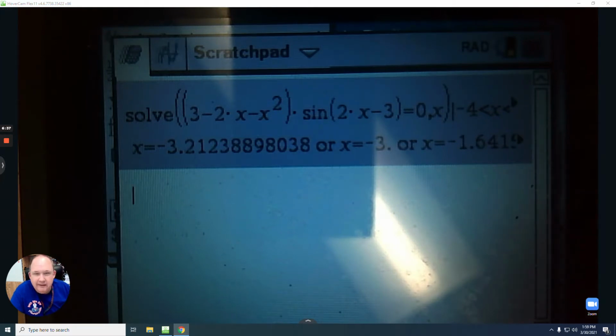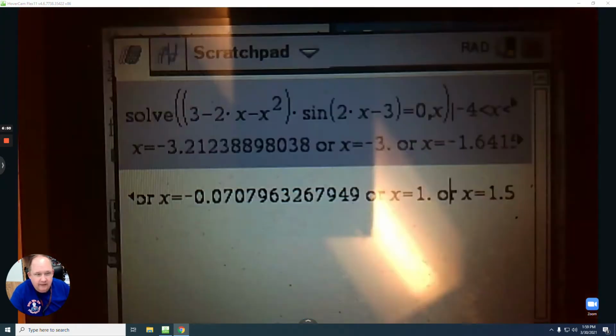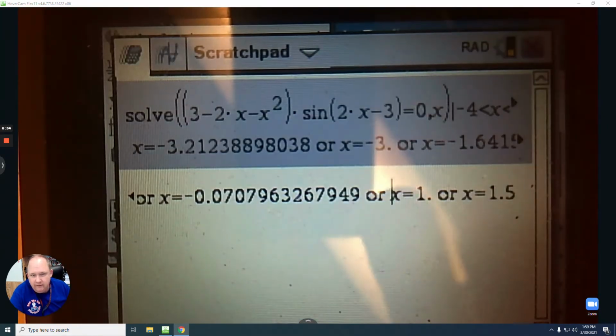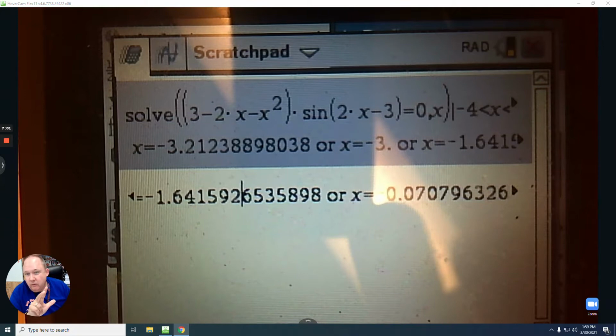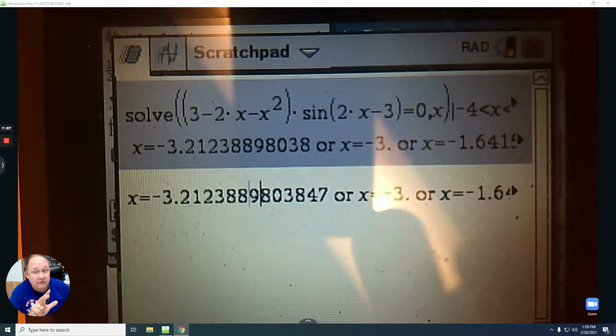And now let's see how many answers I get that make it equal to 0. So I have, here, let's see here. I got 1.5, 1, there's 2, there's 3, there's 4, there's 5, and there is 6.